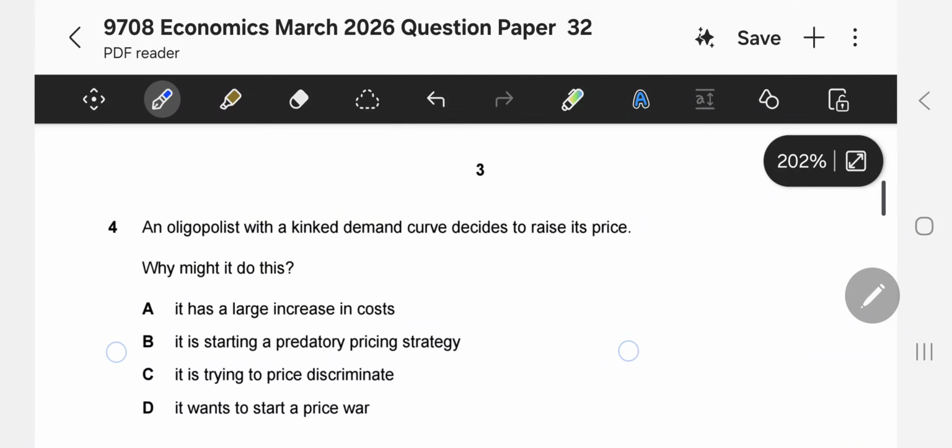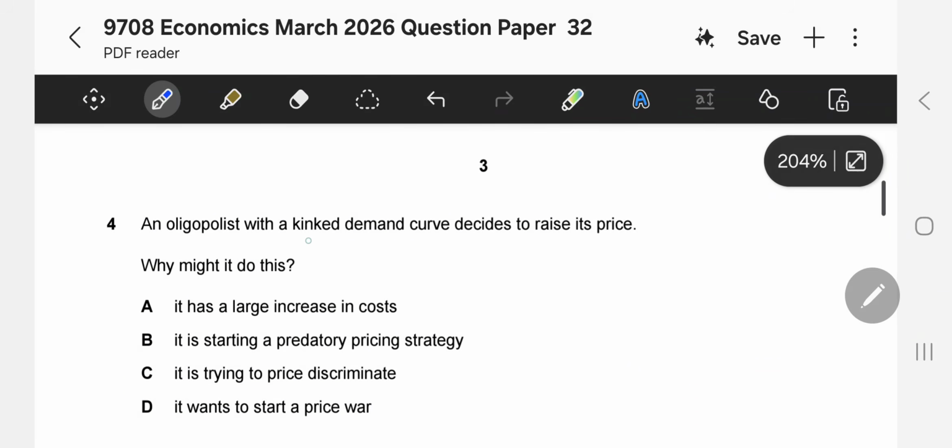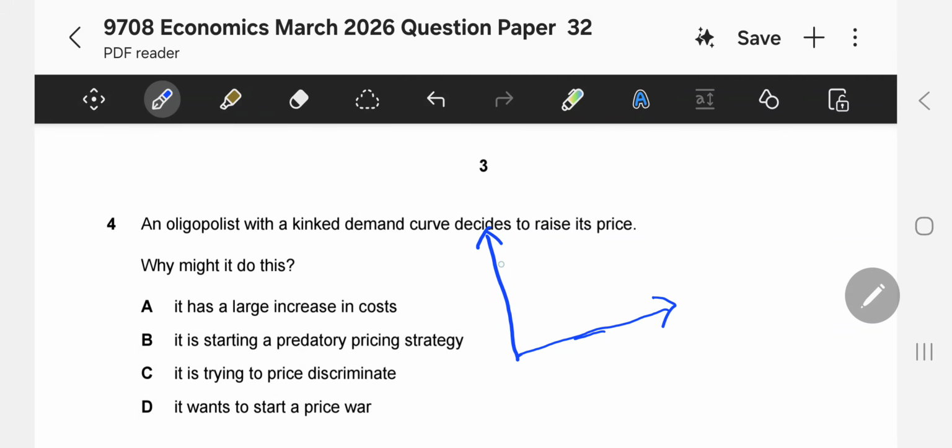I'm going to make it bigger again. An oligopoly with a kinked demand curve. A kinked demand curve should look something like that. So this is where they need to be operating from. Decides to raise its prices. Why might it do this? It has a large increase in cost. That's true. Starts predatory pricing. Predatory pricing would mean reducing the price to chase away competitors. It's trying to price discriminate. No. Someone starts a price war. No. So the correct answer for 4 will be A.